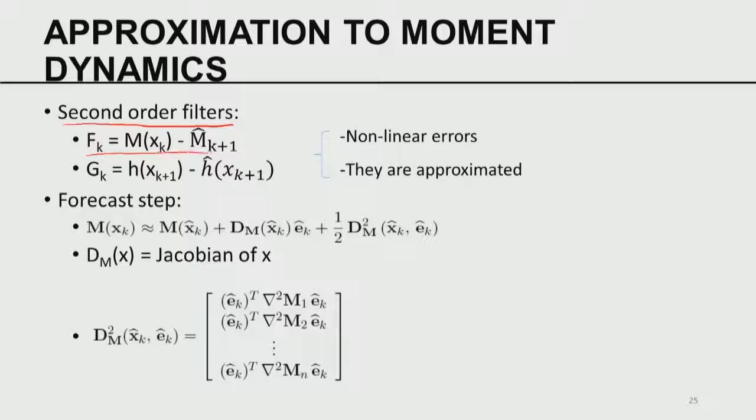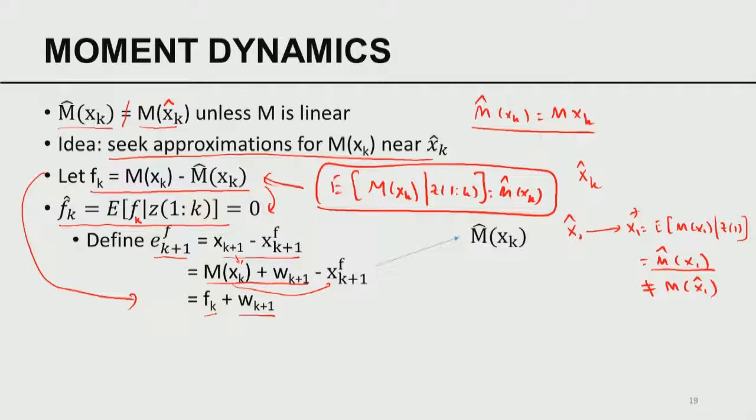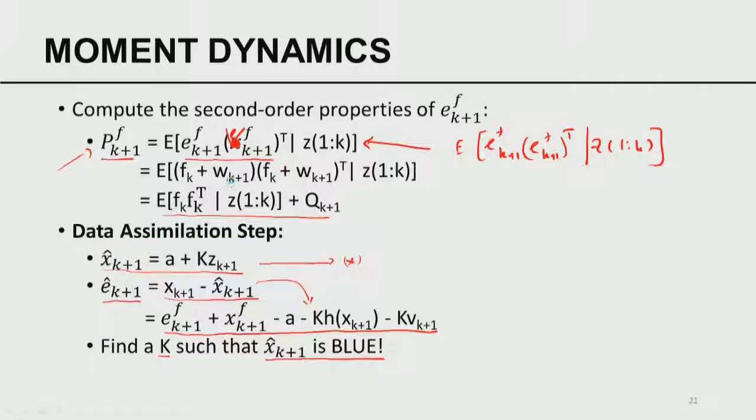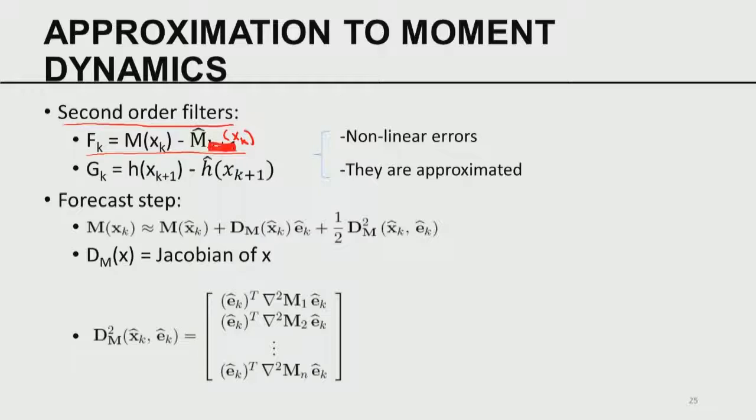Go back. F of k is equal to, I think earlier we had denoted as lowercase f of k. Let me go back and talk to you about it. Okay. In page 9, in slide 19, f of k is equal to m of xk minus m hat of xk. So that is the same expression that is given in here too. So I am seeking second order approximations. Even though I have called it capital F of k, we have earlier defined this to be F of k. Gk is again the same kind of thing with respect to h, but at time k plus 1. So I am now going to be concerned with the forecast step.